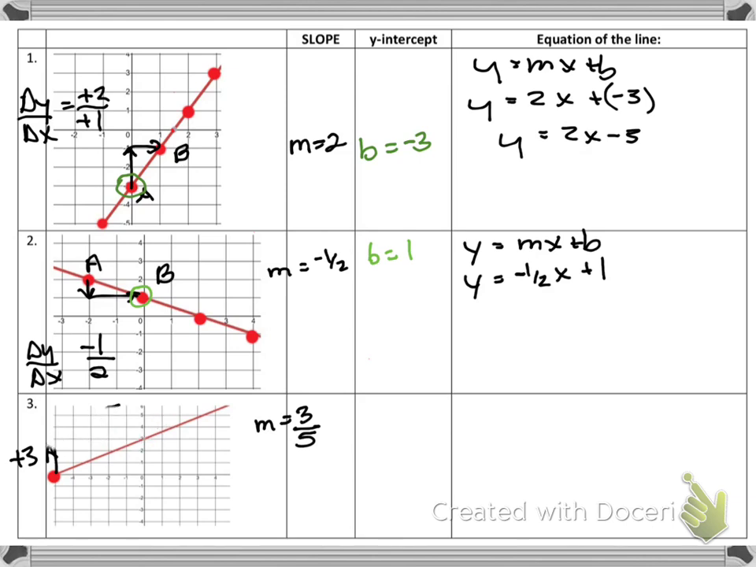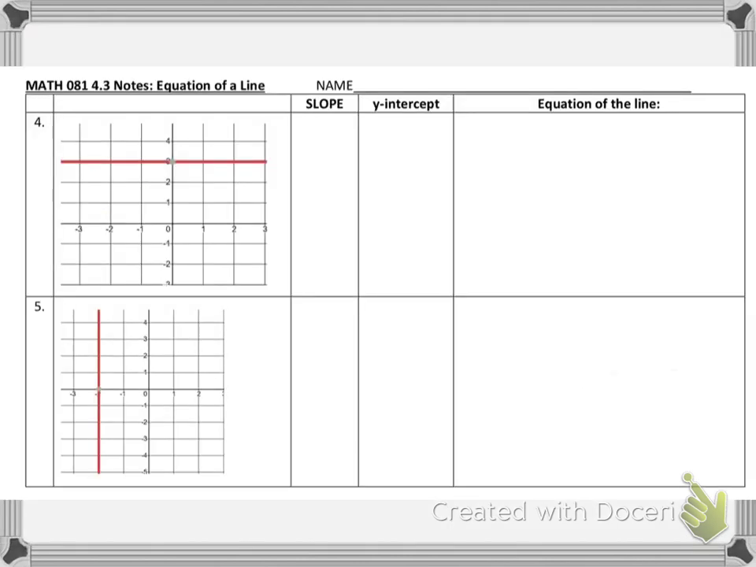I'll erase the notes that I made so that you can see where the y-intercept is. The y-intercept is right here. If you can't see that, it's actually at positive 3. So then we put 3/5 in place of m, and 3 in place of b. So we have y equals 3/5 x plus 3. Let's do 2 more examples.